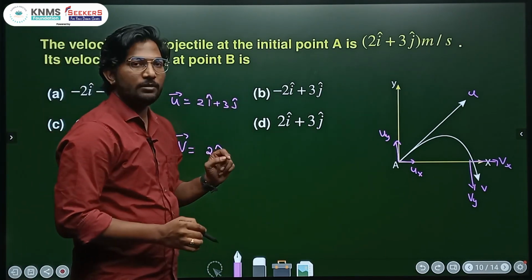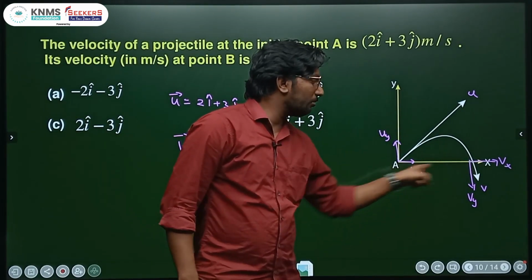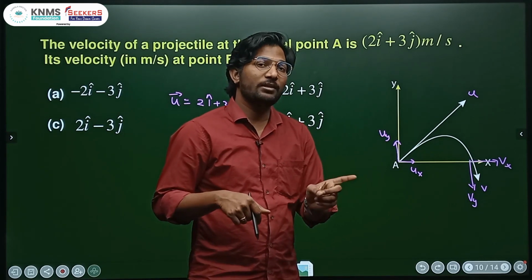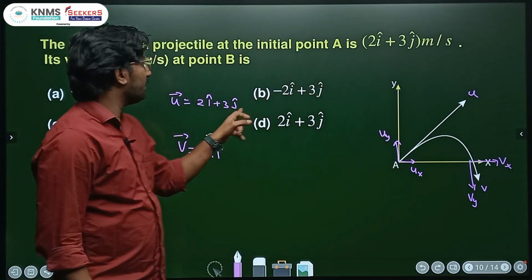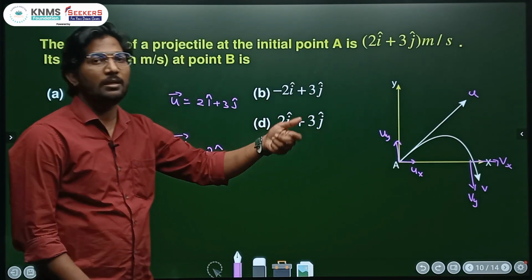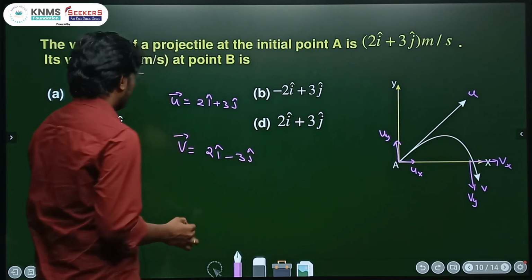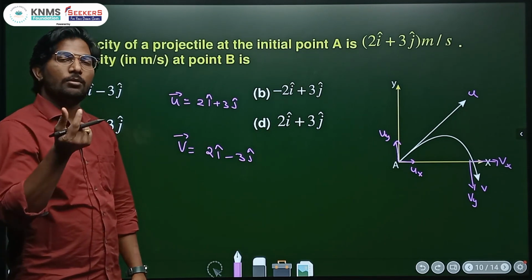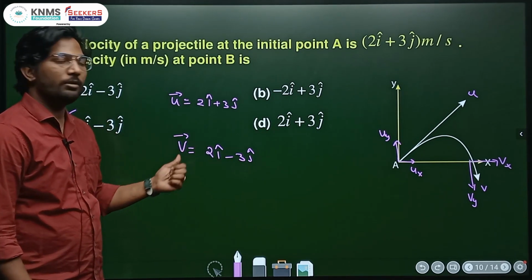Next, we need to check the y component. I told you, at the same ground level, the y components of velocities will be equal in magnitude but opposite in direction. So if this is upwards, which is given as 3j cap, then on the other side it should be downwards with the same quantity, that means minus 3j cap. So the answer is option C. By knowing this small logic, you don't have to work out the equations of kinematics. Directly you can opt for the answer.